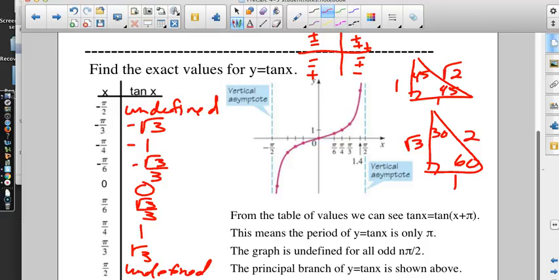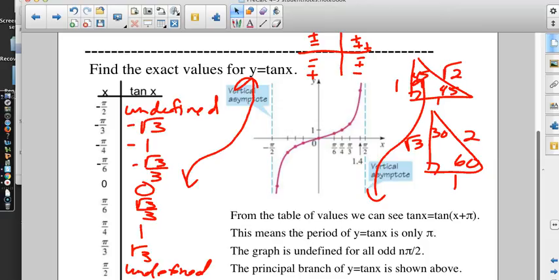And like it says, from the table of values, we can see that the tangent of x equals the tangent of x plus pi. Because with that unit circle, as we keep going around, we're going to see those same values. So that means we will have another one over here, and another one over here. But it's really just that repetition of one period that's moving from position to position. And the principal branch is the one that they've shown here, the one that's right smack dab in the middle and goes through the 0.